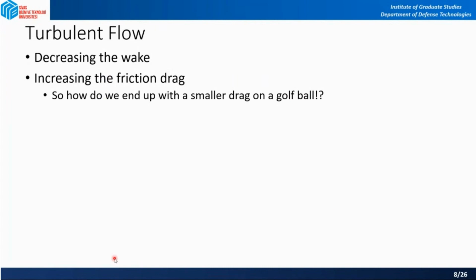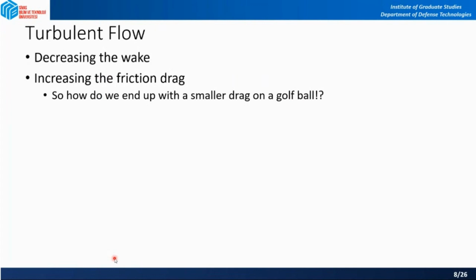Okay, let me ask this question. We said that turbulent flow from one point of view decreases the wake of the golf ball, right? But from another point, it increases the wall shear stress, so makes the friction drag higher. So how do we end up with a smaller drag on a golf ball then? At one point it decreases the wake, at the other point it increases the friction drag.